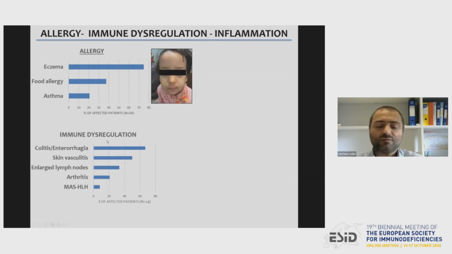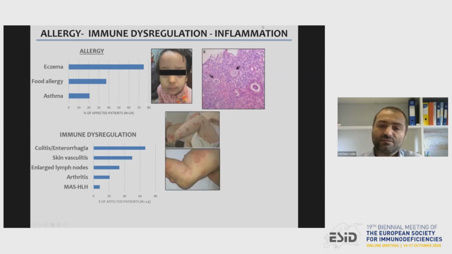There are other features of immune dysregulation, because it's both autoimmunity and also some inflammatory features, already described by our patient. Most of the patients present with colitis and also skin vasculitis. And this is really characteristic. This is a biopsy from the colon of a patient.